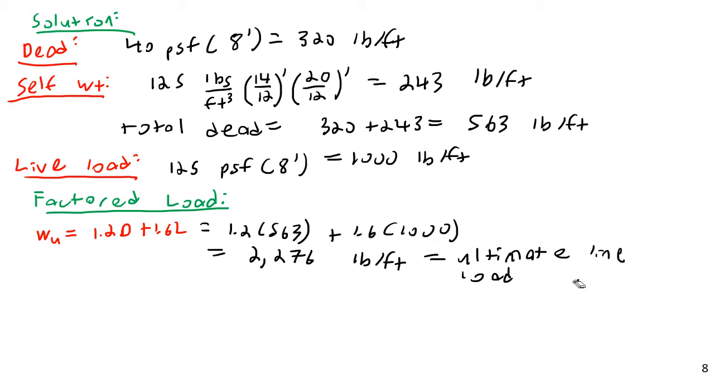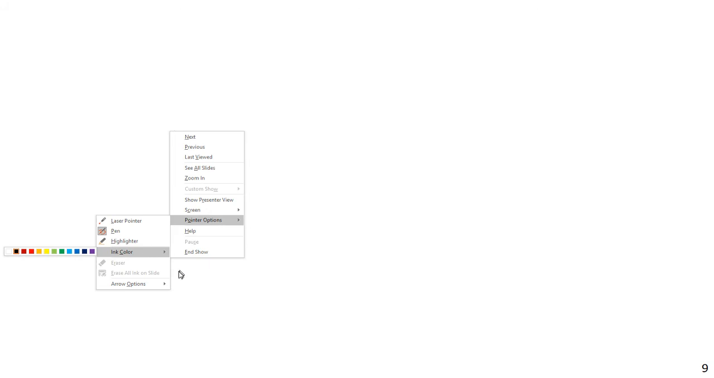In other words, my beam must be able to withstand a factored load of 2,276 pounds or 2.27 kips on every foot of it. So let's look at a free body diagram of this thing. And I'm going to use this to calculate the ultimate moment and the ultimate shear while I'm at it. Free body diagram.